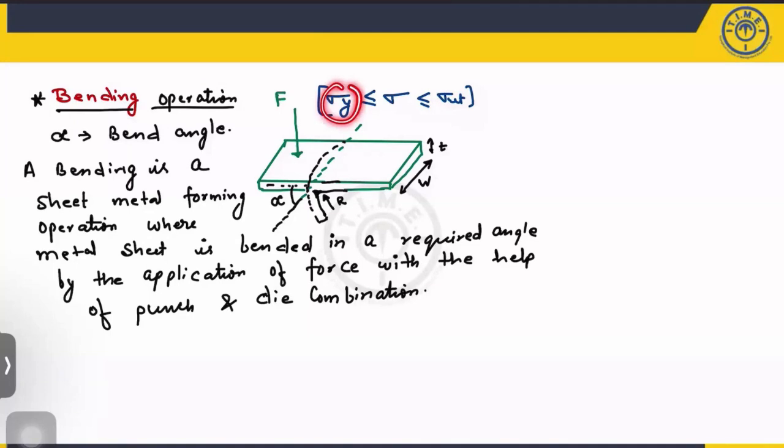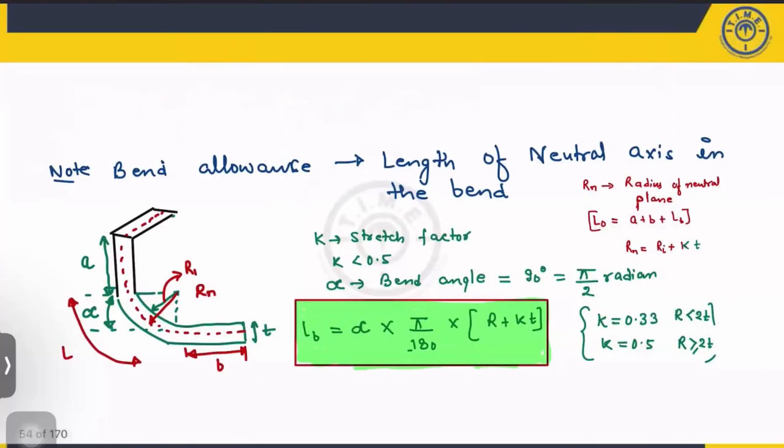If you take less value than the yield stress, the material will not plastically deform. Only the elastic deformation will be happening. That means the material will regain its original shape, because this yield point is indicating the plastic deformation will start. And bending is basically a sheet metal forming operation, nothing but a plastic deformation. Okay. Now this is just a bending operation.